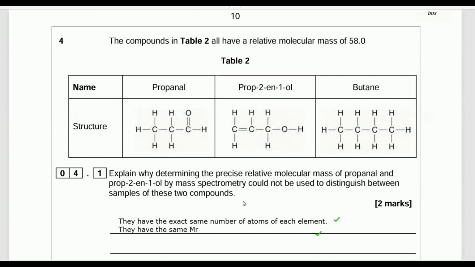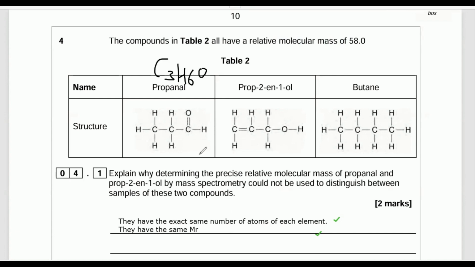The problem with using mass spectrometry to try and distinguish between them is the M plus peak, that peak right near the end that gives you the Mr of the M plus fragment ion. It's going to be identical for both of them, in the exact same place. Now, the question isn't asking whether you can use mass spec to distinguish between them. You could distinguish between these two compounds due to fragmentation patterns, but you couldn't distinguish between them using the precise relative molecular mass because they both have the same atoms and the same number of each element, basically C3H6O.